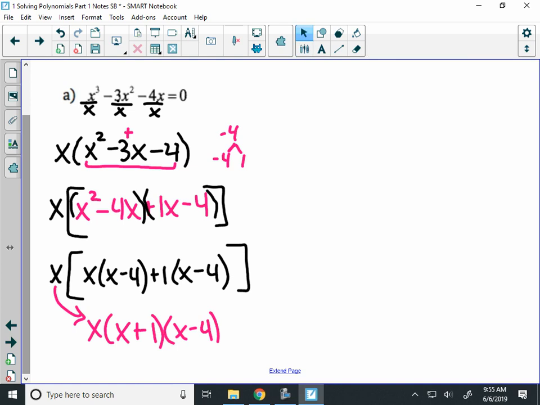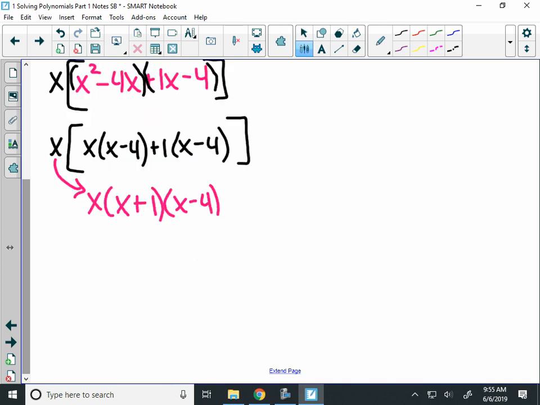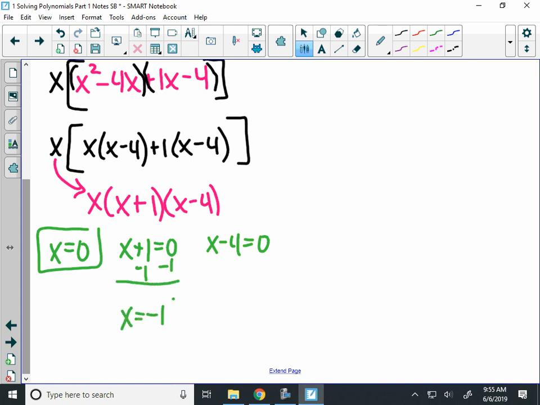That's my factored form. And from there, I use the zero product law, set each of those factors equal to 0, and solve. X equals 0, that's done for you. If I subtract 1, I get a root at negative 1. And over here, I get a root at positive 4. So I have a cubic with 3 solutions.